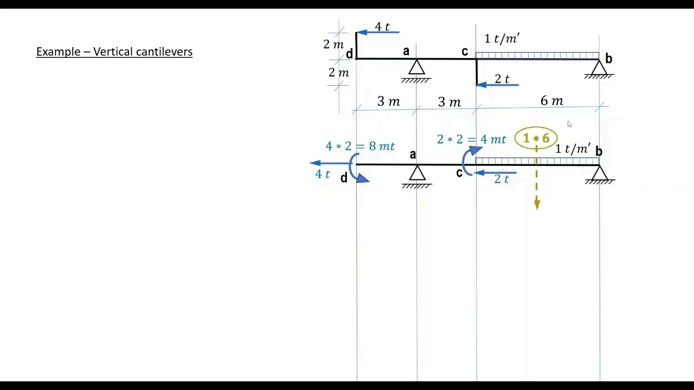To get our problem ready for the computation of reactions, we have to get a resultant of the distributed load between C and B. The resultant is the intensity of the load, 1, by the length on which the load is applied, 6 meters. The resultant 1 by 6 is acting in the middle of CB.